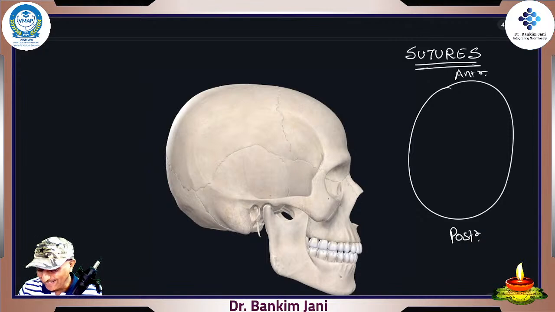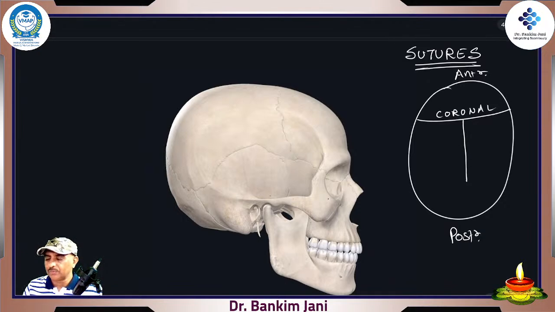So here it is, anteriorly, the first one coming up, and that is the coronal suture, correct? This is the coronal suture. First, just understand the name, and then we'll see it on the real skull. Then something which is in the midline, so very rightly said, we'll call it the sagittal suture. And then there is another suture which goes like this, and it is called the lambdoid suture.